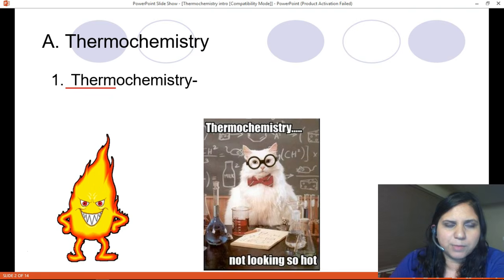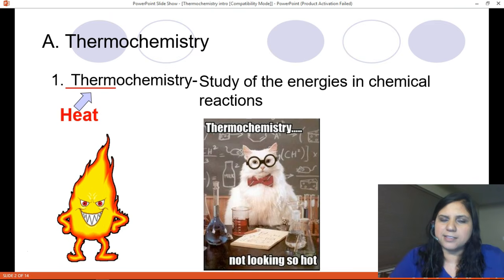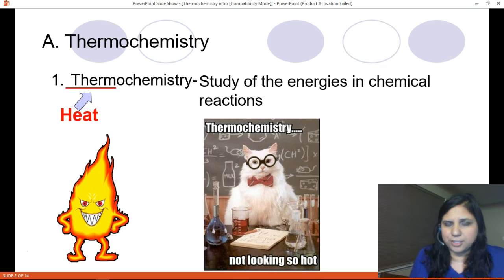All right, so we need to know what thermochemistry is. So that root here, thermo. Thermo means heat. Okay, so thermochemistry is the study of heat, but it's the study of heat involved in chemical reactions. And it says here it's the study of energies, because we're talking about heat energy in chemical reactions.